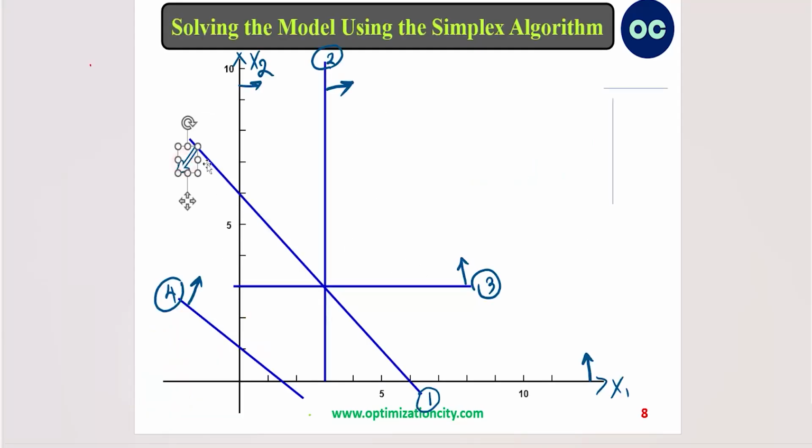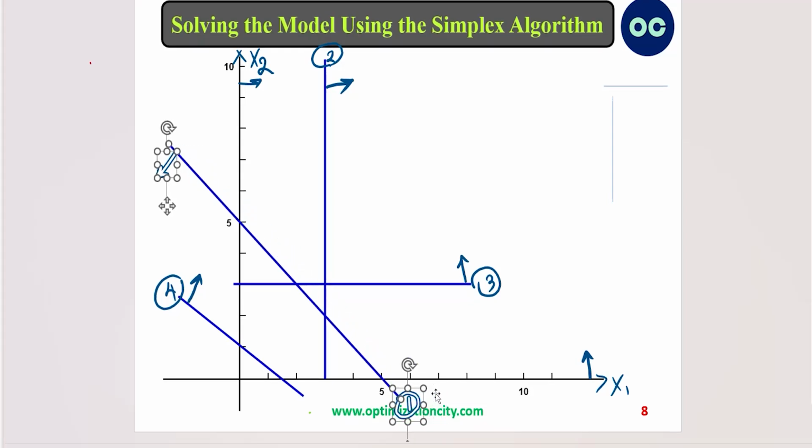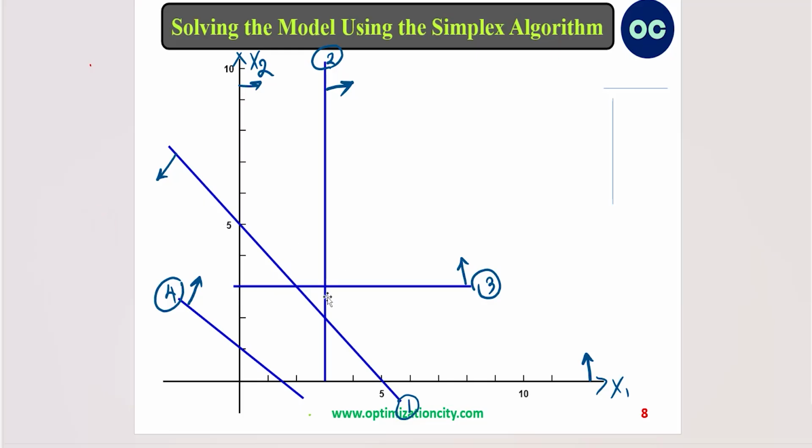Here you can see that this constraint number 1 would be here, and the other constraints remained the same. The feasible region is empty in this case, so there is no feasible solution. There is no intersection between all constraints in this case.